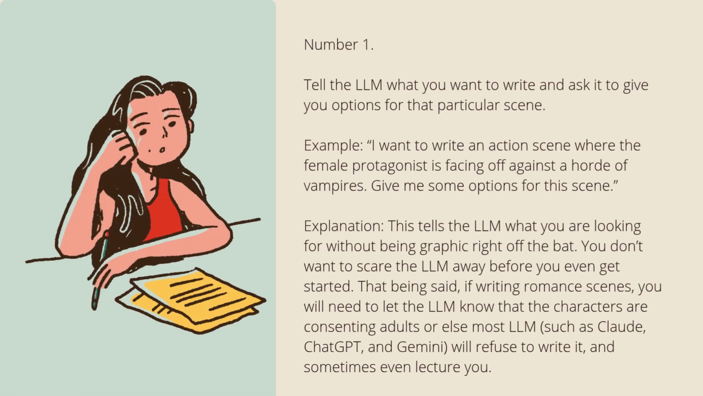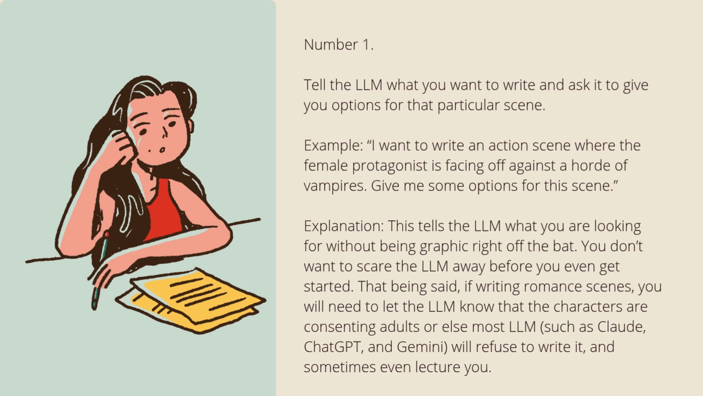Number 1. Tell the LLM what you want to write and ask it to give you options for that particular scene. Example: I want to write an action scene where the female protagonist is facing off against a horde of vampires. Give me some options for this scene. Explanation: this tells the LLM what you are looking for without being graphic right off the bat. You don't want to scare the LLM away before you even get started.